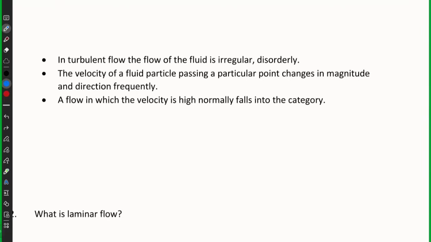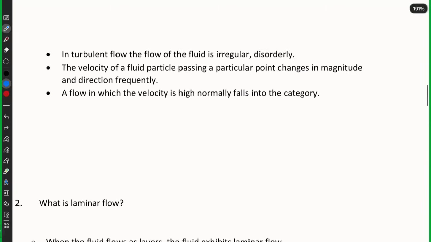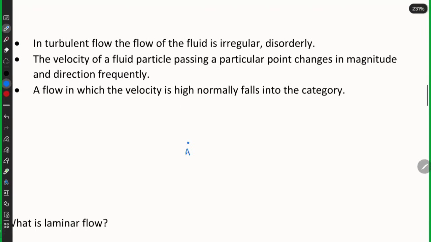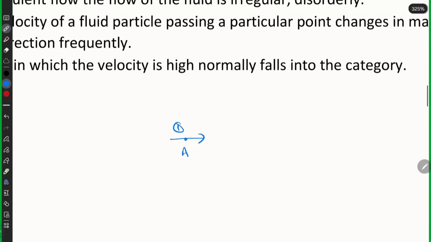The velocity. That's clear. Because it's chaotic, you can't expect a single molecule to have the same velocity, right? Now see, let's think of a point A. Think of a fluid molecule that's reaching this point A. Let's say fluid molecule 1 has a particular velocity like so when it reaches point A.